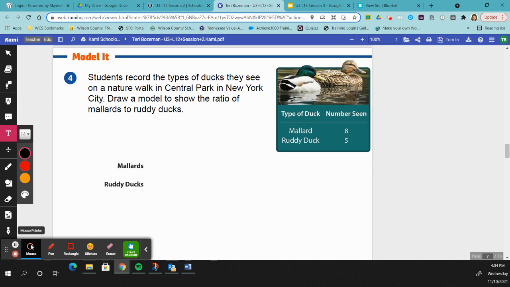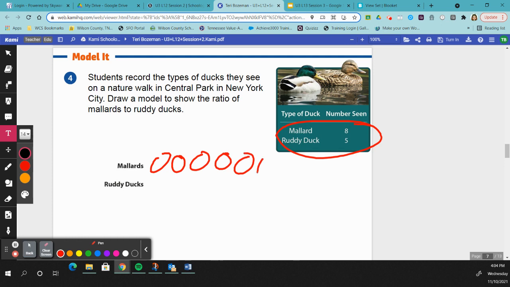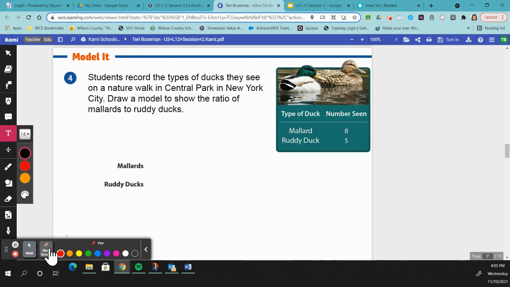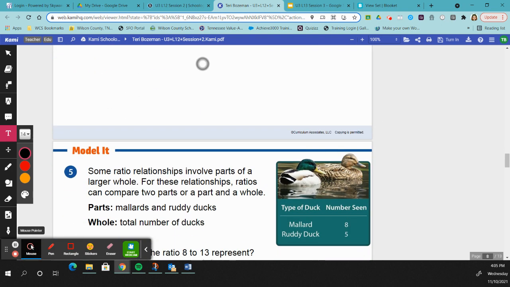So students record the types of ducks they see on a nature walk in Central Park in New York City. Draw a model to show the ratio of mallards to ruddy ducks. So we have our mallards to ruddy ducks over here. So there are 8 mallards, 1, 2, 3, 4, 5, 6, 7, 8, and 5 ruddy ducks. So this is a model that represents that ratio of 8 mallards to 5 ruddy ducks. And then we move on to the next question.